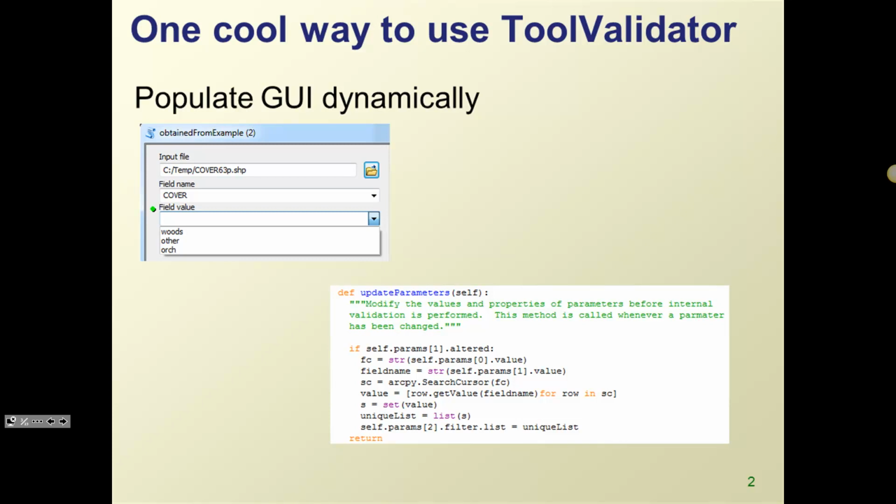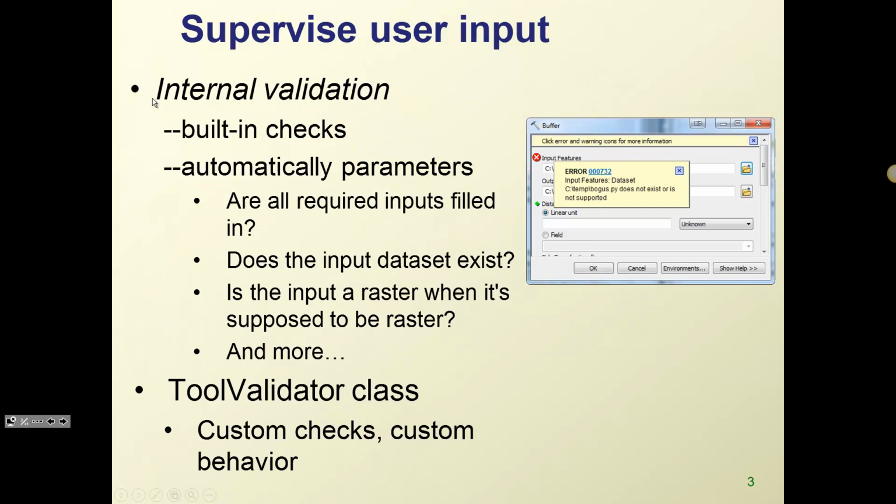The built-in parameters don't allow you to do that, but you can do it pretty easily with the tool validator, by setting that parameter so that there's some code behind it, so that when the user picks the input file and then the field name, the values can be found in the data. So this is one cool way we can use the tool validator, and we'll go into detail with an in-class example that implements this. But first we've got to get into the nuts and bolts of how the tool validator works.